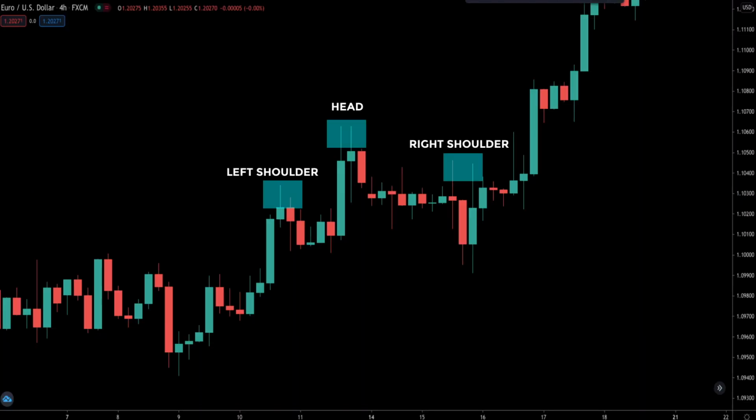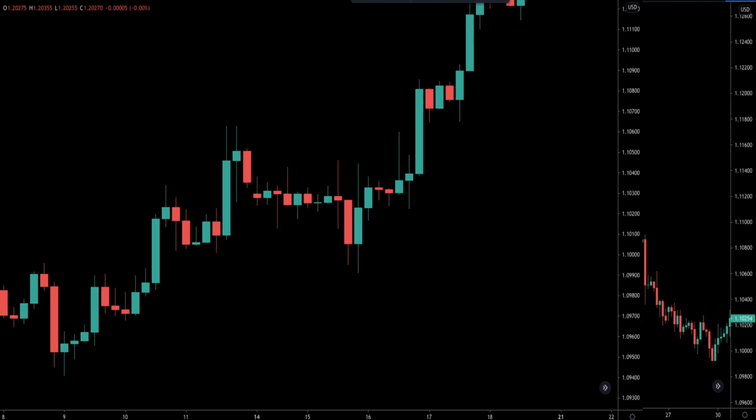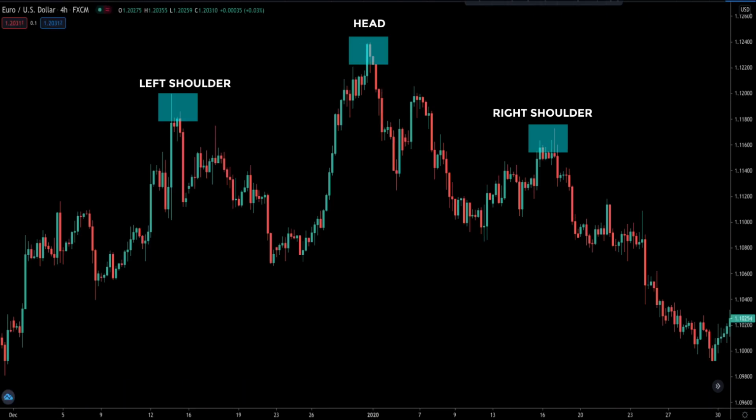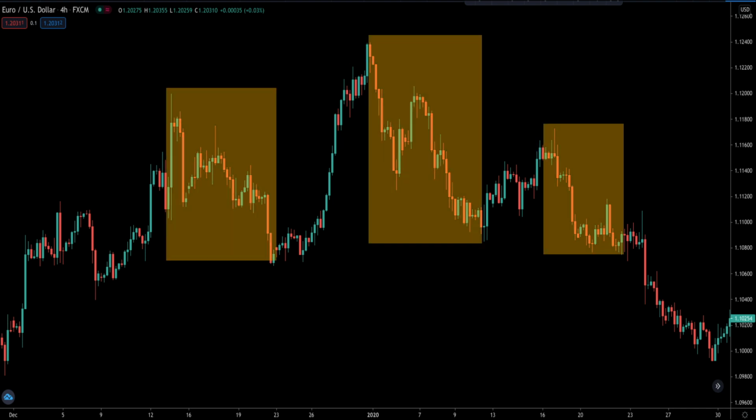This is a low probability head and shoulders chart pattern, and this is a high probability head and shoulders chart pattern. Do you want to try making a guess which is which and why? Well, a quick hint for you. Observe the structure within the structure.